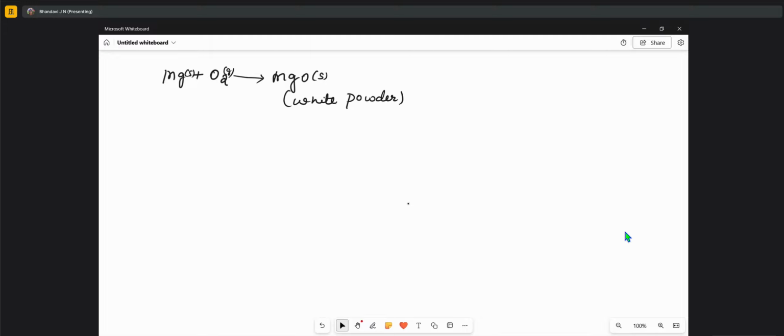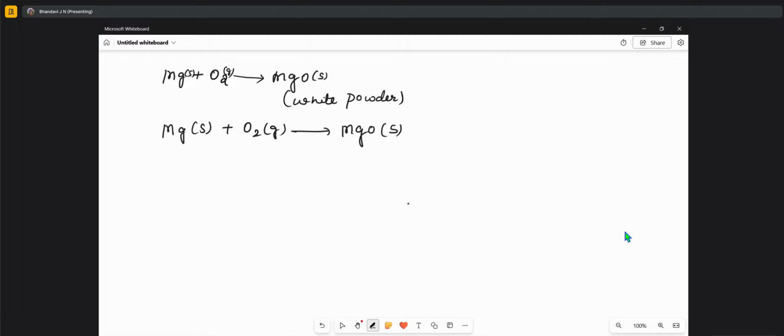So now we'll study the balanced chemical equation, that is, how to balance a chemical equation. The equation I have written here is magnesium plus oxygen, you will get magnesium oxide, correct? So is it balanced?